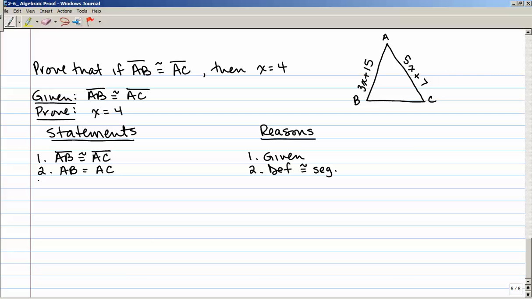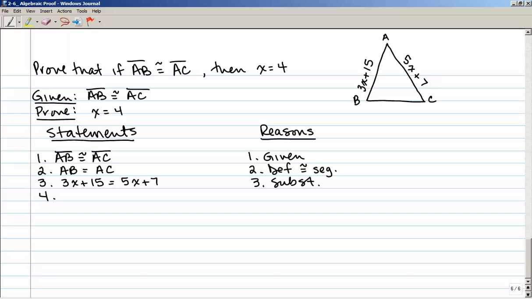Okay? My next step is looking at the diagram. I know that the length of AB is 3x plus 15, and the length of AC is 5x plus 7. So I'm just going to substitute those in there. So instead of AB, I'm going to write 3x plus 15, and instead of AC, I'm going to write 5x plus 7. And the property that allowed me to do that is substitution. Now I basically have an algebraic equation to solve. So I'm just going to do as I did in the previous example and solve this.